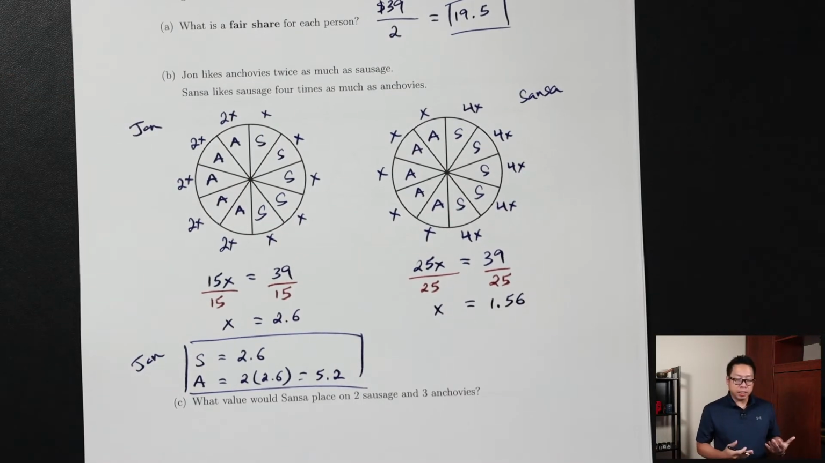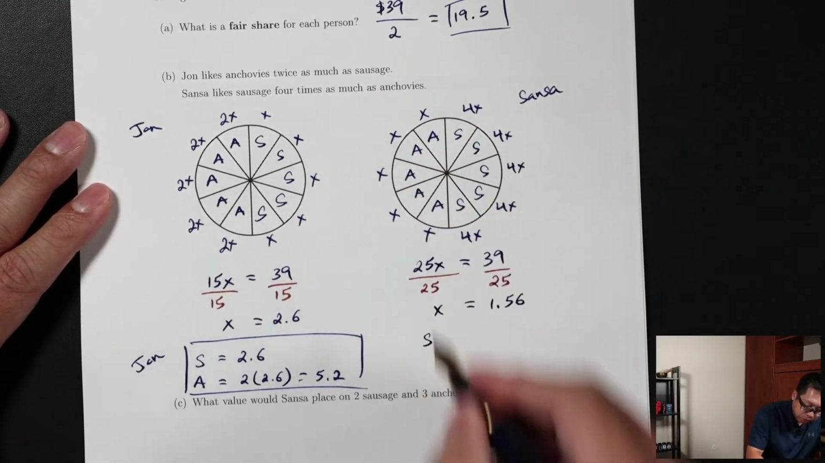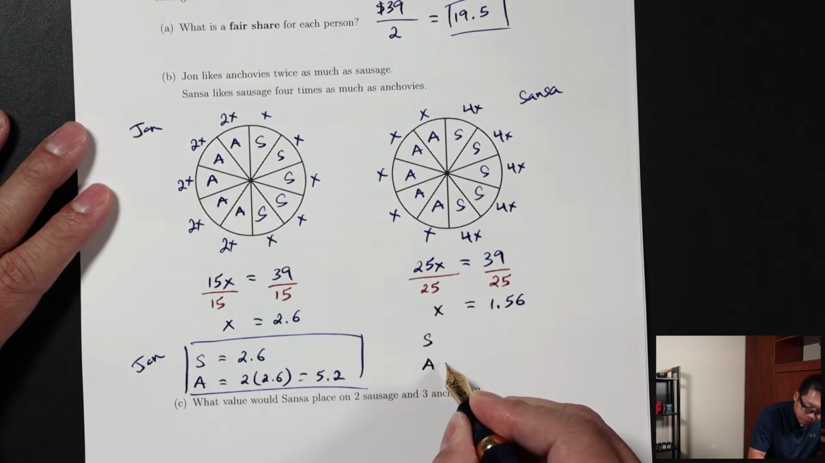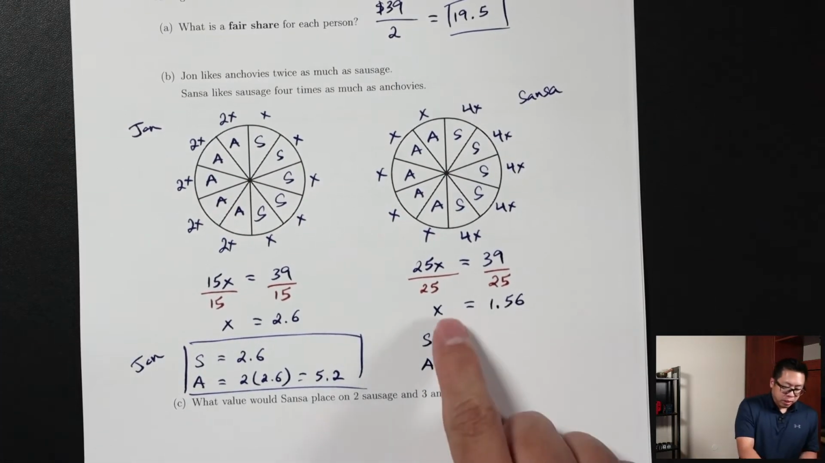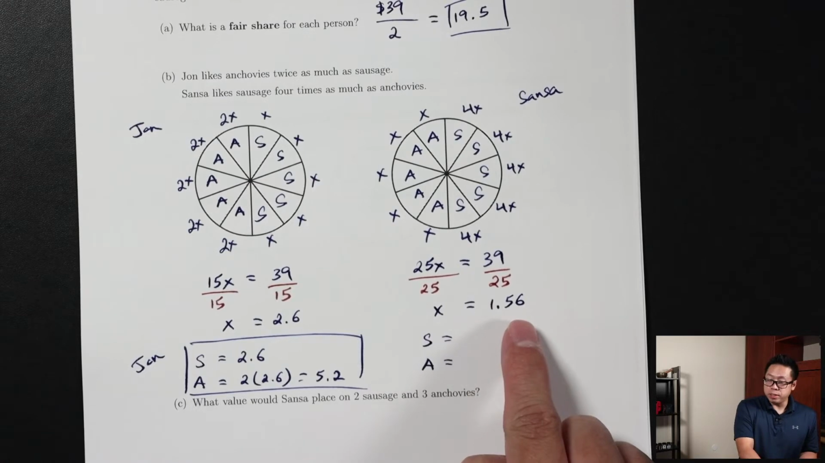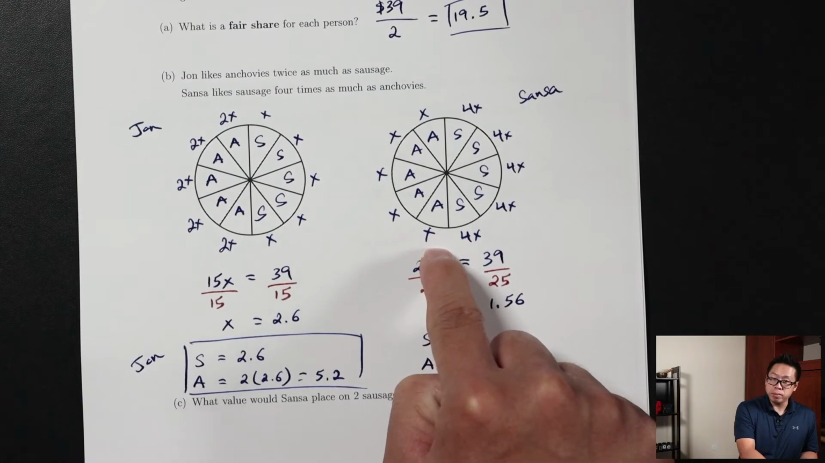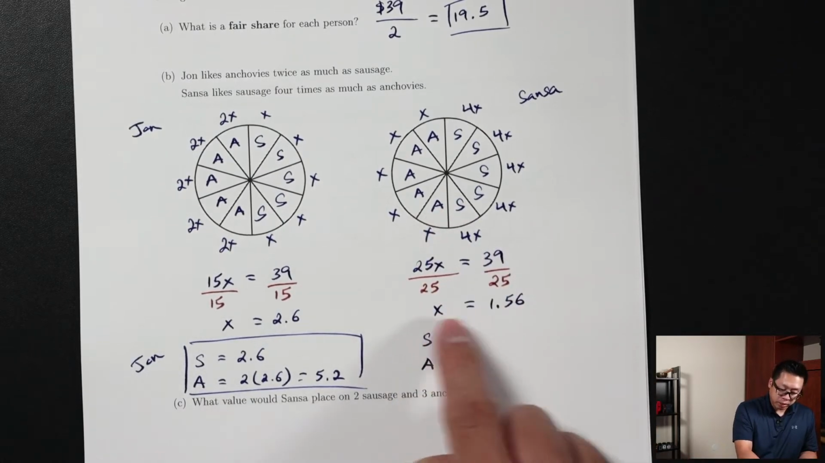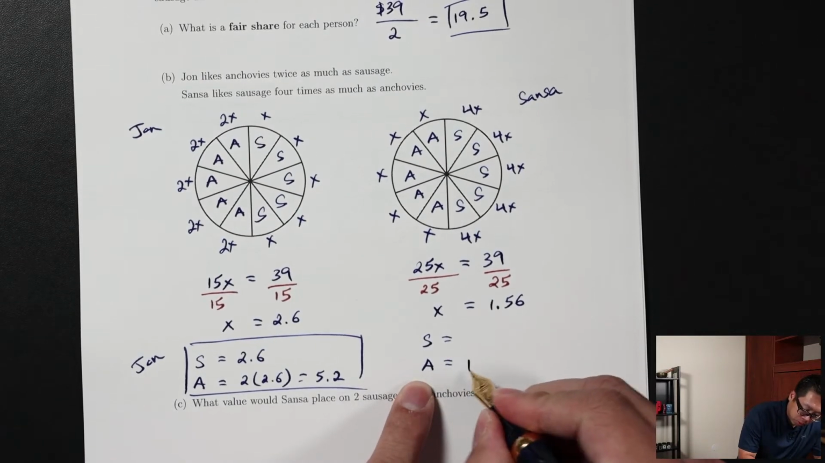Okay, so now let's list out the values of each type of slice for Sansa. We have sausage, and we also have anchovies. Okay, x is 1.56. Which slices did we label x? Anchovies were regular x. So anchovies are worth regular x, which is 1.56. Anchovies, 1.56.